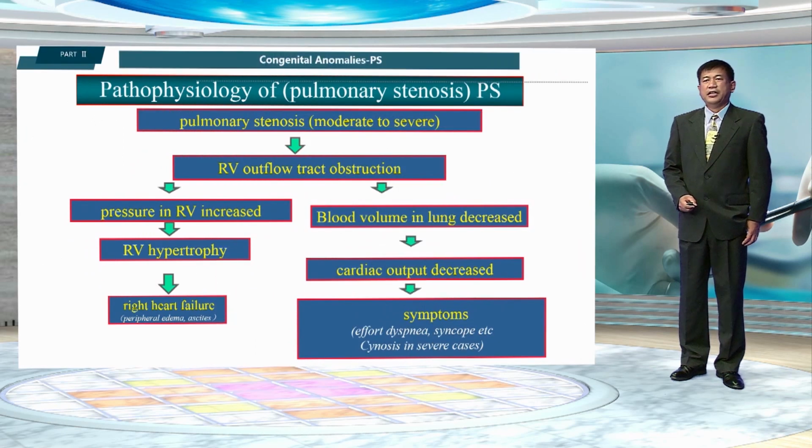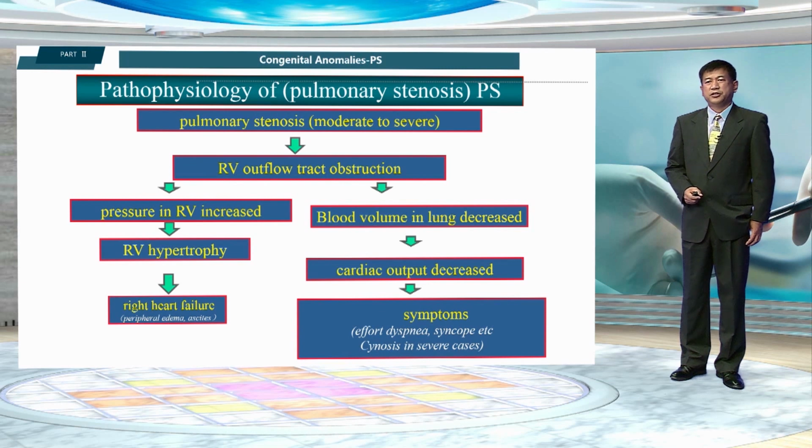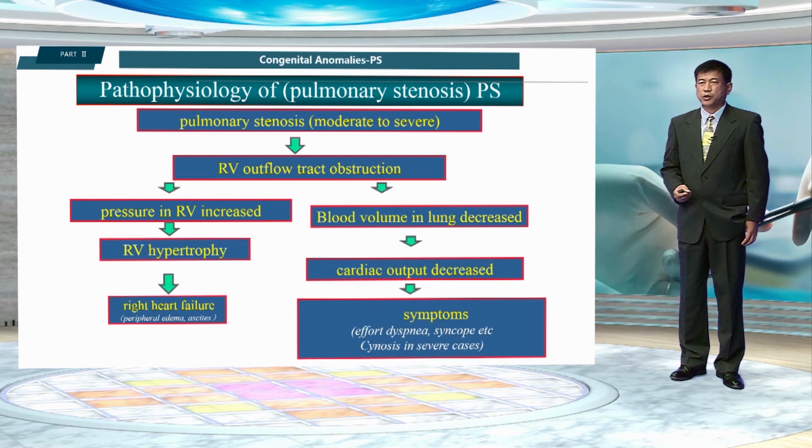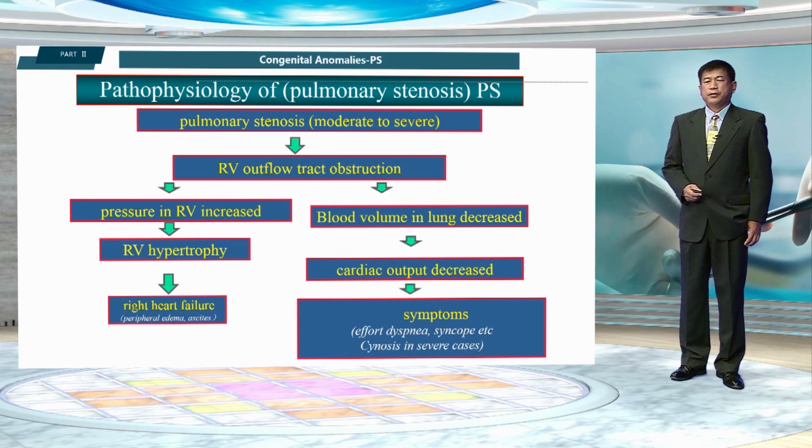The physiology of PS, that is pulmonary stenosis, is different from the shunt disease. If the patient has pulmonary stenosis, of course, it must be of moderate to severe degree. For mild degrees, the patient will have no pathologic change. In the patient with pulmonary stenosis, you see the pressure in the right ventricle will be increased, and in turn this will cause right ventricle hypertrophy. In the long run, right heart failure may happen. At this time, the patient will have peripheral edema, even ascites.